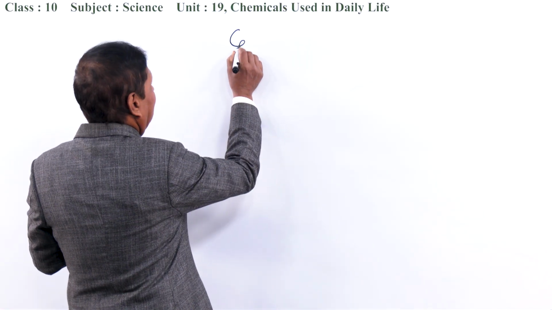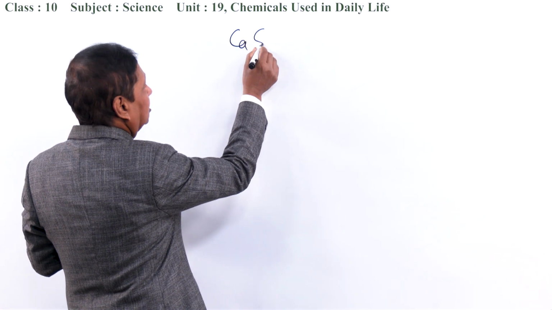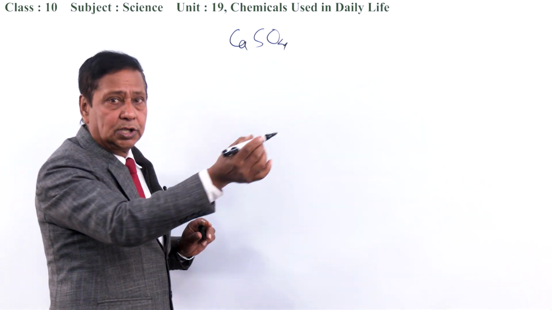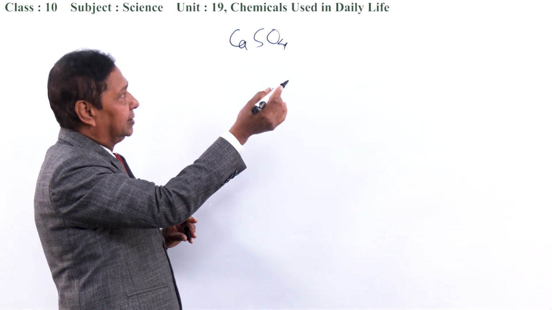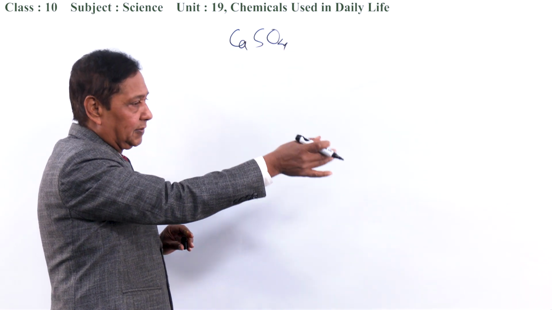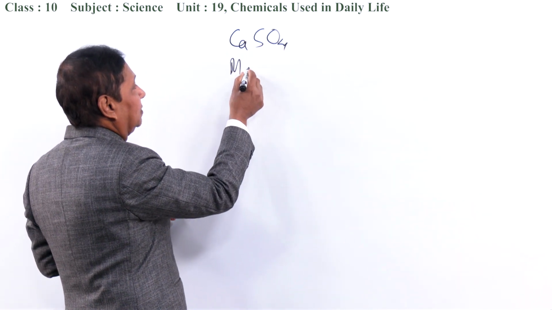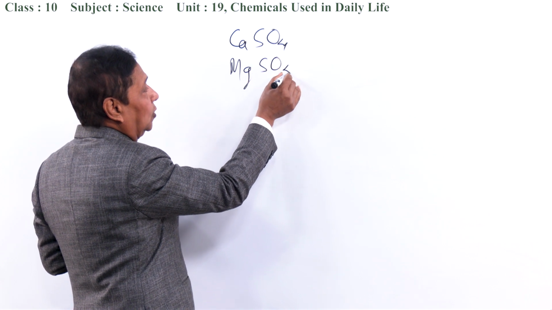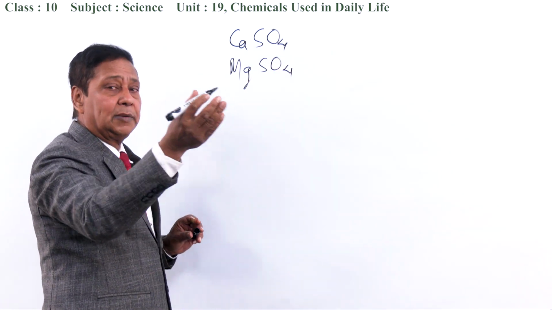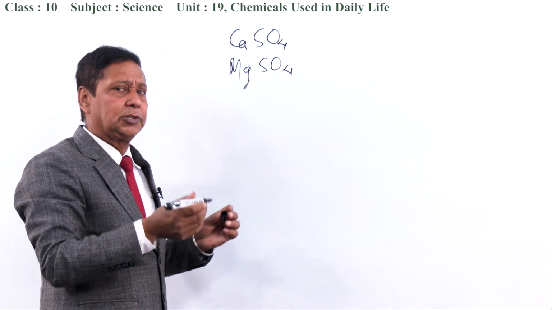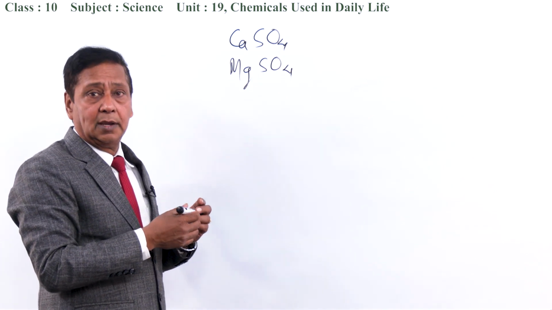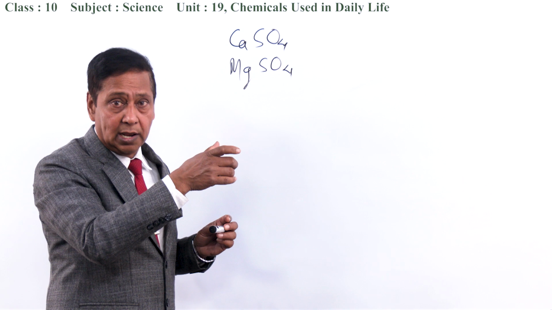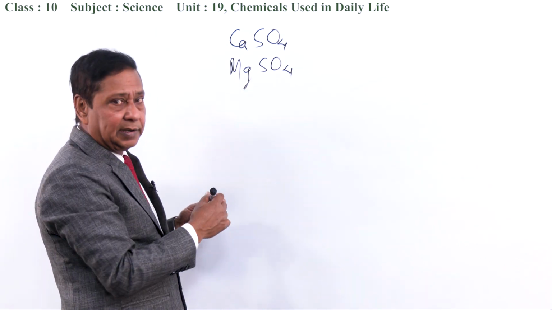This is calcium sulfate, Ca SO4. Calcium valency 2, sulfate valency 2, equal valency, no exchange. This is the molecular formula of calcium sulfate. In the same way, magnesium, its symbol is Mg, and sulfate SO4. Magnesium valency 2, sulfate valency 2, equal valency, no exchange. You are taught about this in another chapter, in chemical reactions, how to write molecular formulas. This is the molecular formula of magnesium sulfate.